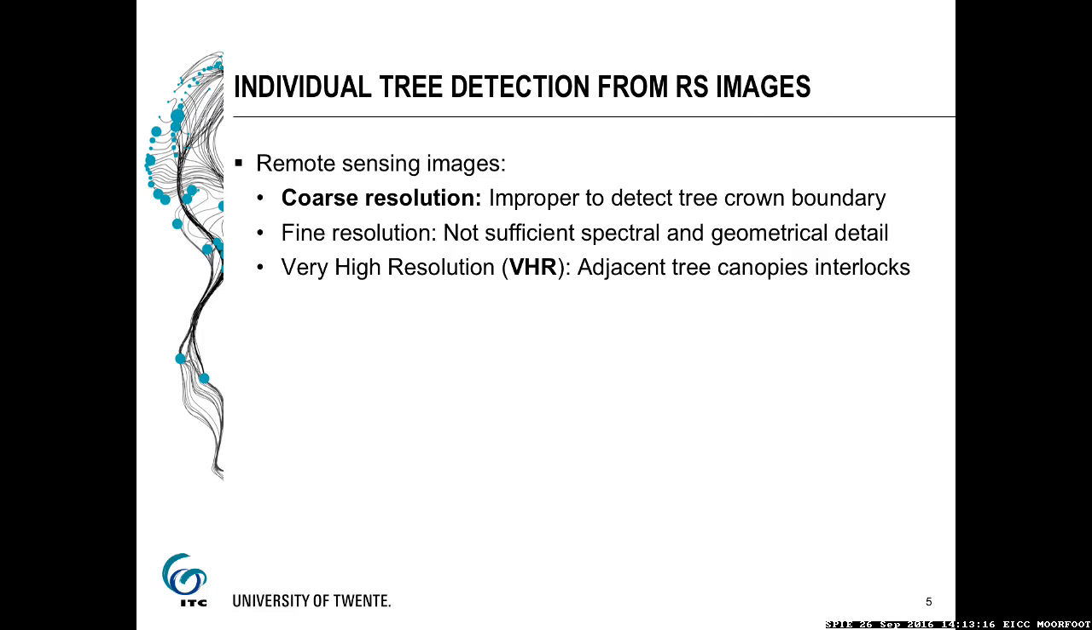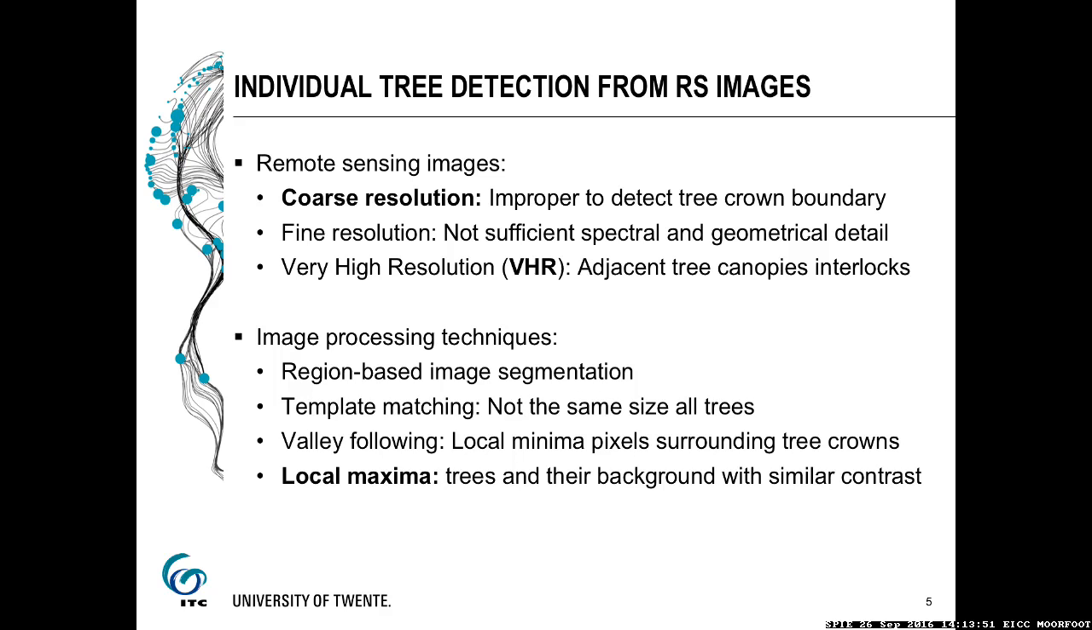So as I mentioned, remote sensing images in coarse resolution are inappropriate to detect tree crown boundaries. In the finer resolution, there is not sufficient information on the spectral and geometrical properties of the trees. And in very high resolution satellite images, if the adjacent tree canopies interlock, especially in the growing season, we cannot properly detect the individual trees.